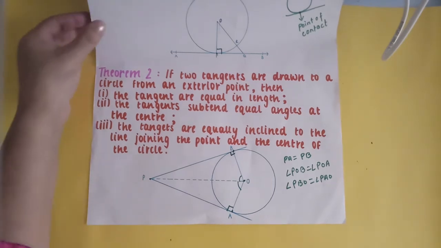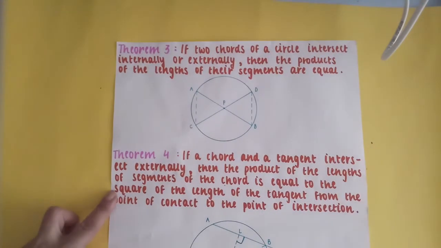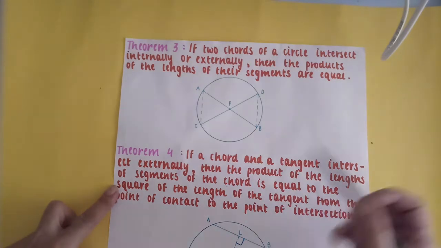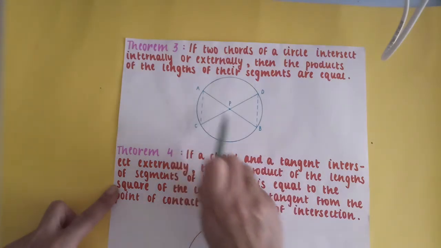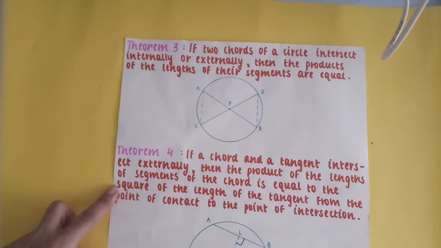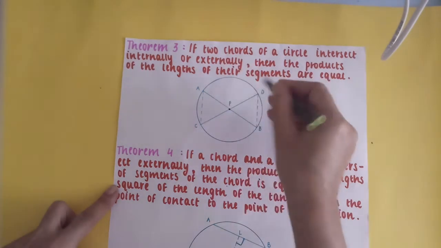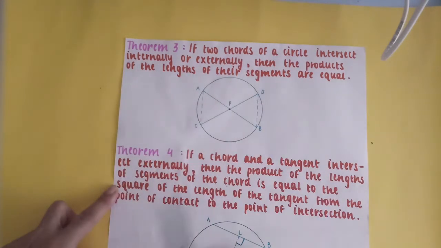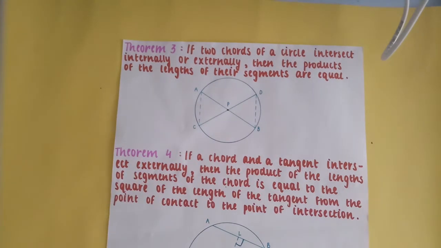These were our theorems 1 and theorem 2. So now theorem 3. Theorem 3 states that if two chords of a circle intersect internally or externally, you see AB and CD are two chords of the circle. Right now they are intersecting inside the circle. That's why he's saying internally or externally, then the products of the lengths of their segments are equal.